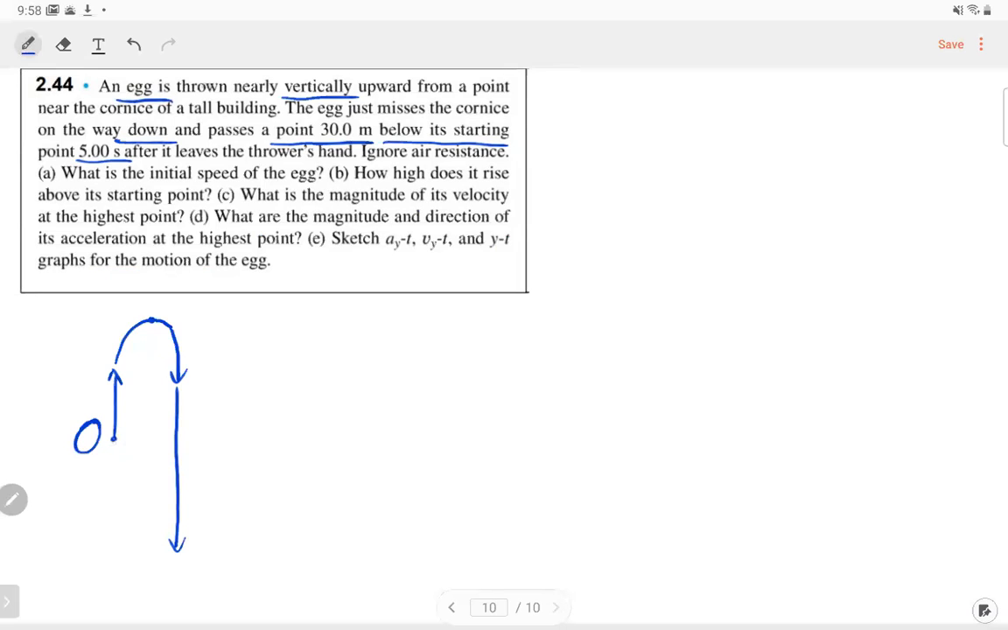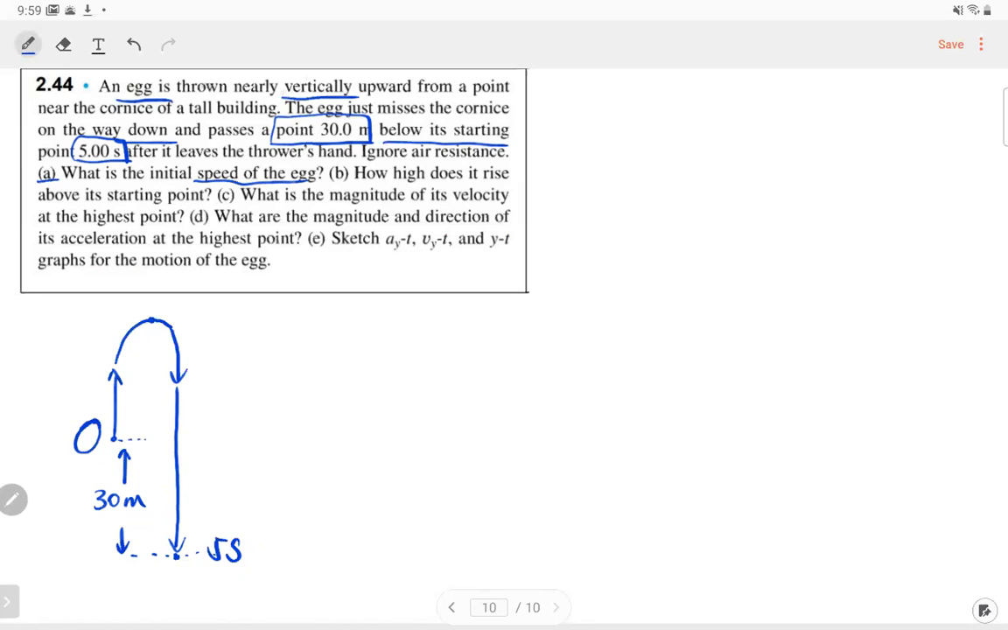So from the starting point to the final point, there are 30 meters, and it takes 5 seconds to reach this point. This is the description. Then part A, what's the initial speed of the egg? We need 3 parameters to figure it out, but we only have 2 parameters. One is the displacement. The other is time. So do we miss any parameter here, or is there any parameter hidden in the description?